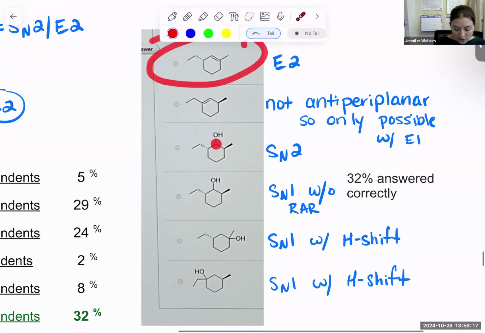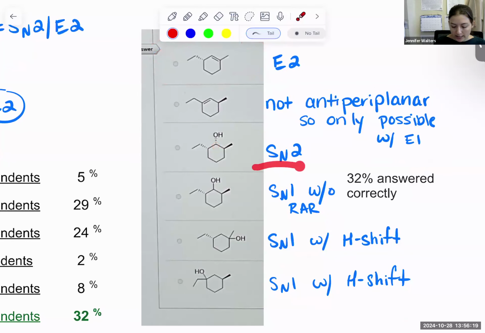If you had the dashed alcohol, the inversion of stereochemistry, that tells you it would be SN2. The straight line tells me that I racemized the center, so I had loss of stereochemistry. So this would have been SN1 without rearrangement, so that would still be wrong because you must make the most stable carbocation before anything else can happen. So this is like doubly wrong.